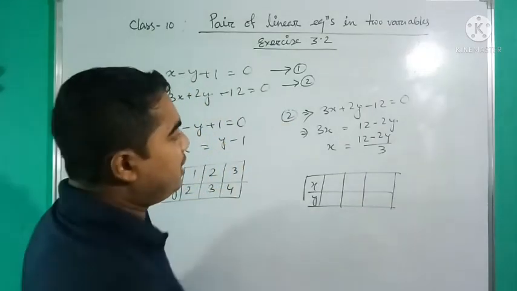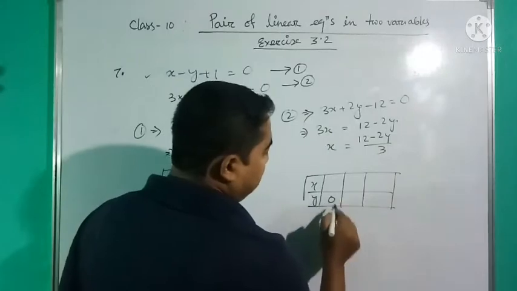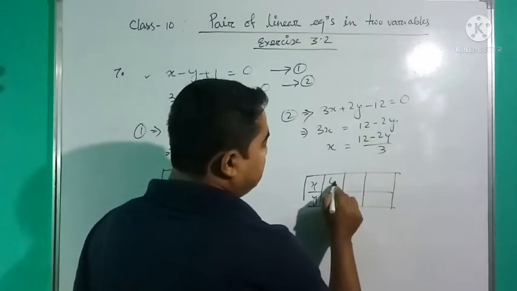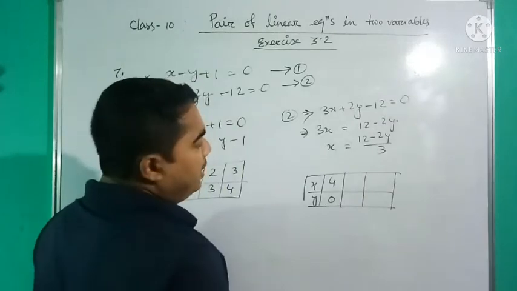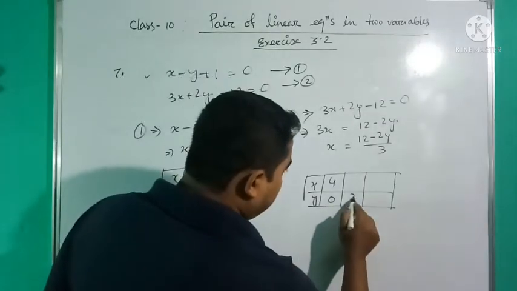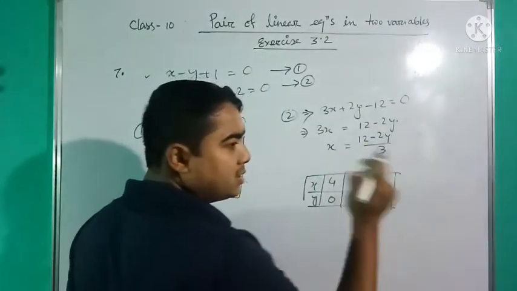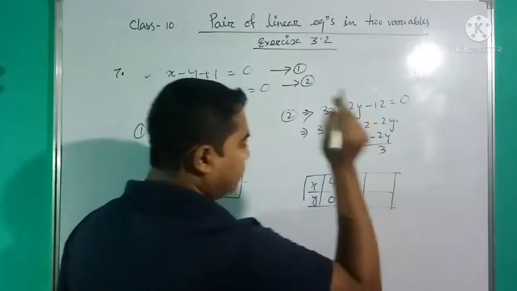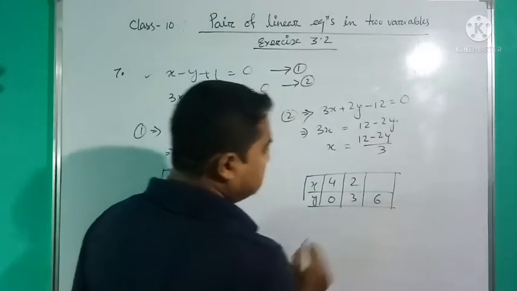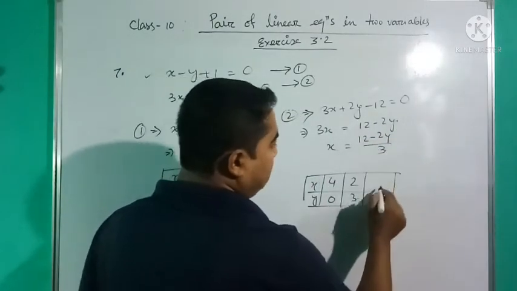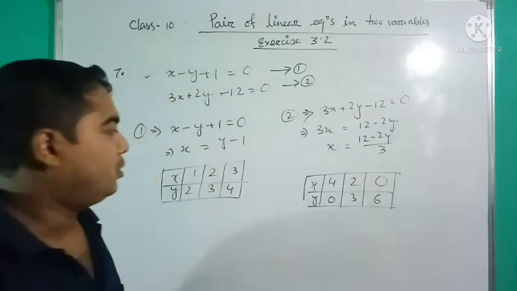Okay, first coordinate, at first I plot y value 0. See, 2 into 0 is 0. 12 by 3 means 4. So 4 is x. Next I plot y as 3. See, 2 times 3 is 6. 12 minus 6 is 6. 6 by 3 means 2. Next I plot y as 6. 2 times 6 is 12. 12 minus 12 is 0. 0 by 3 is 0. I got 3 coordinates. Okay.